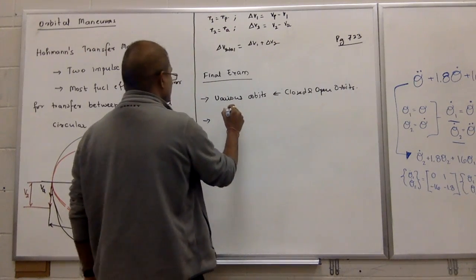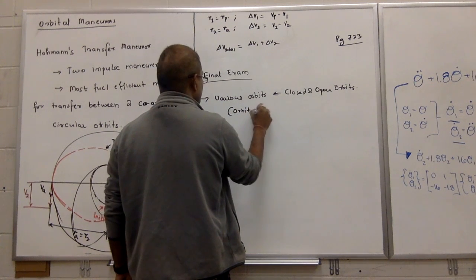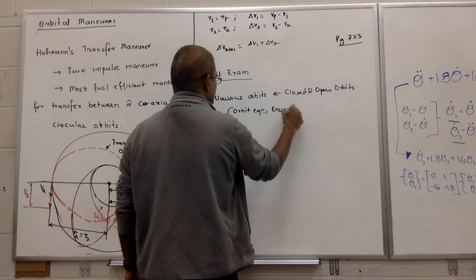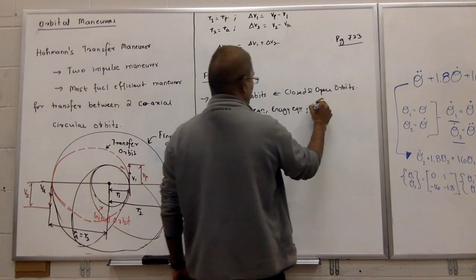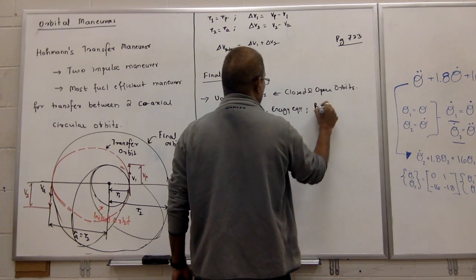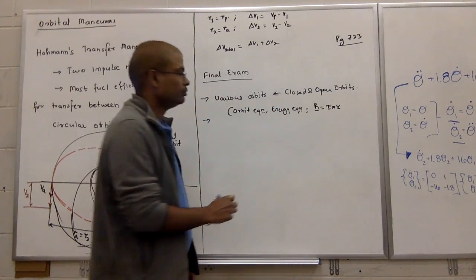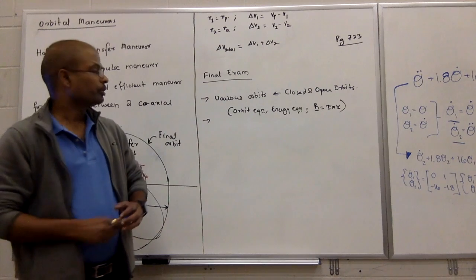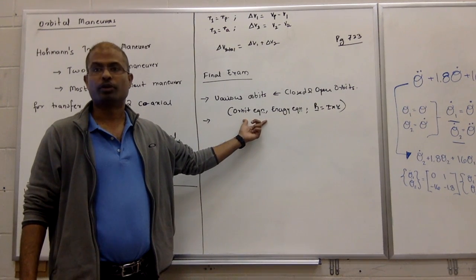So here, the orbit equation, energy equation, and H equal to R cross V. These are going to be critical. Orbit equation is going to be critical. You have to understand how to manipulate the orbit equation.